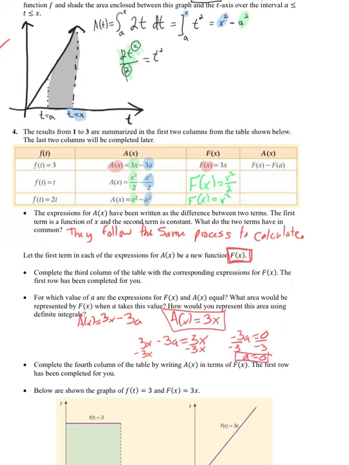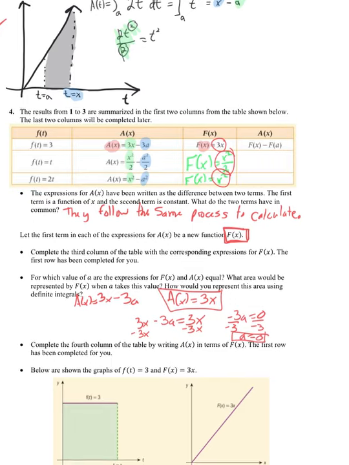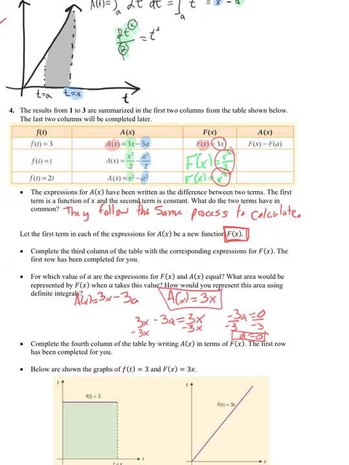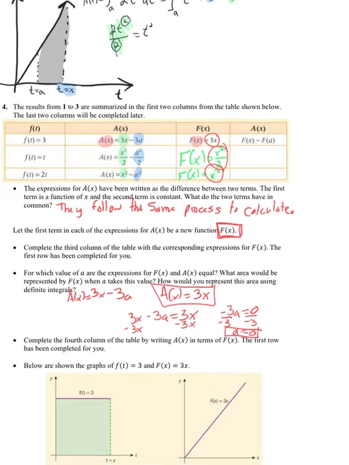And that makes sense, because if I did 3x minus 0, I would end up with 3x. If I did x squared over 2 minus 0, I'd end up with x squared over 2. If I did x squared minus 0, I'd end up with x squared. So that's what this one's asking us for. Okay, so a equals 0.